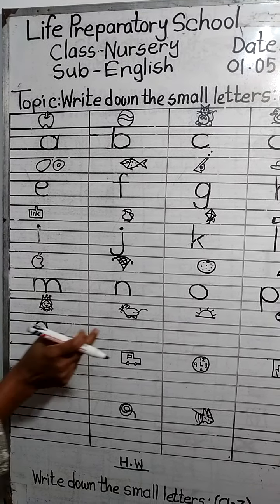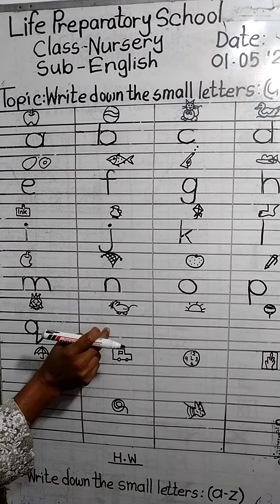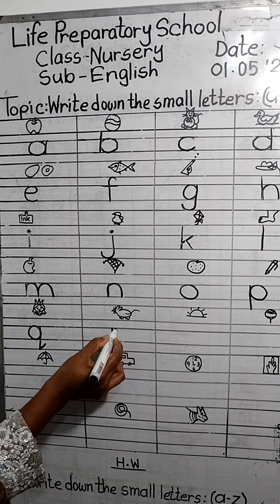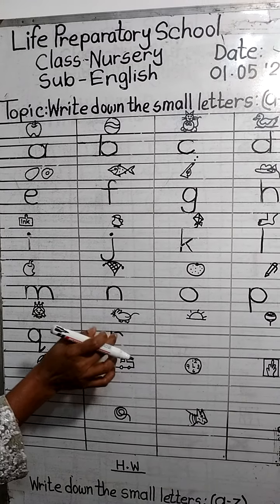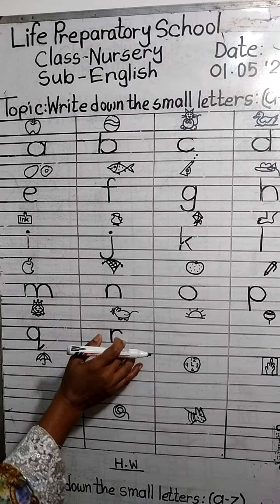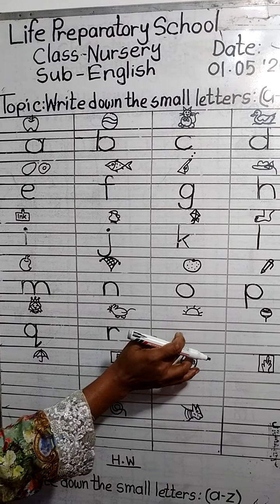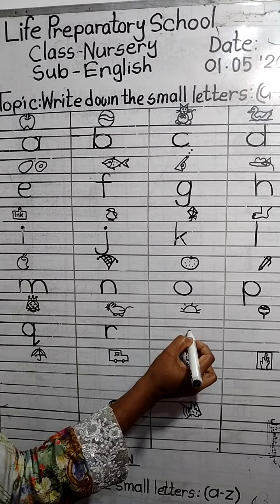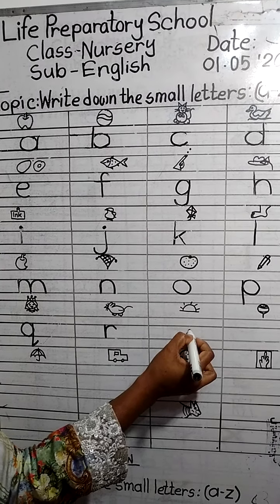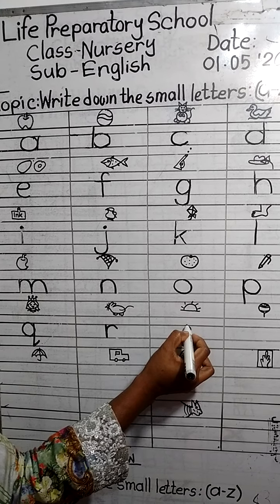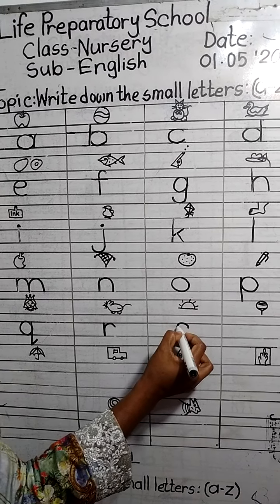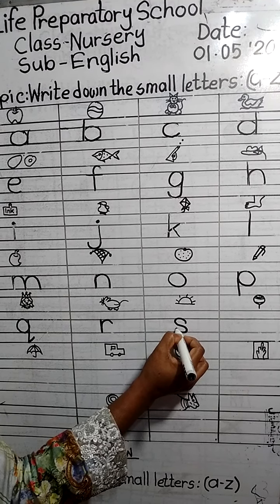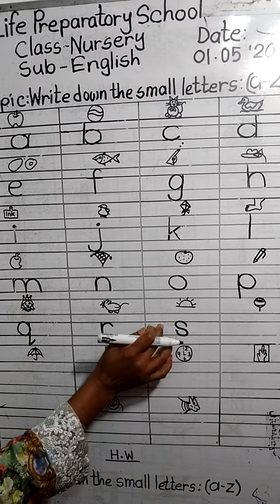Q after R. Small letter R always in the middle room. I will write here small letter R. What is this letter? This letter is small letter R. R after S. Small letter S always in the middle room. I will write here small letter S. At first I will put a marker at the second line and go down till the second line. Curve it, curve it, curve it. Till the third line. Again go up and stop here. This is small letter S.